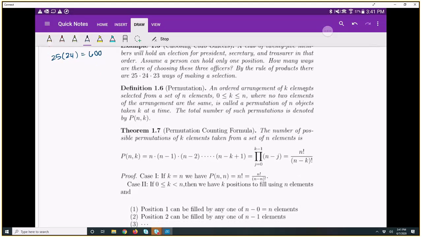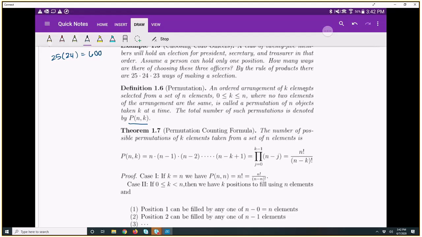So this brings us to the formal definition of a permutation: an ordered arrangement of k elements selected from a set of n elements, where k and n are both greater than or equal to 0, and k is less than or equal to n, where no 2 elements of the arrangement are the same, is called a permutation of n objects taken k at a time. And we'll often denote it p, and then in parentheses n comma k.